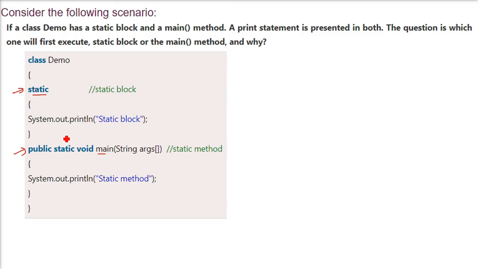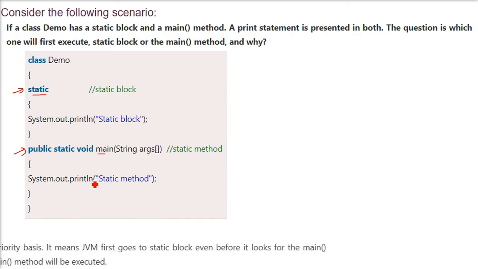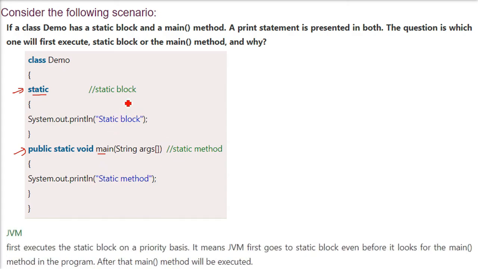No, it will be static. The Java virtual machine first executes the static block on a priority basis. This means Java first goes to the static block even before it looks for the main method in the program. After that, the main method will be executed. So first static, then main.